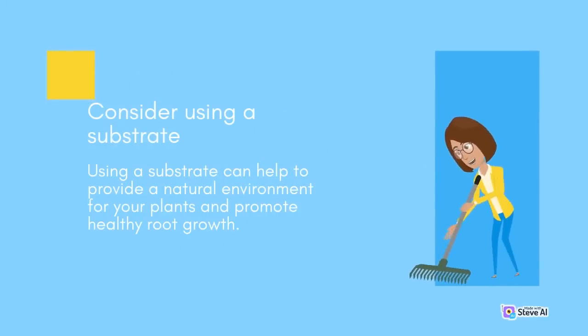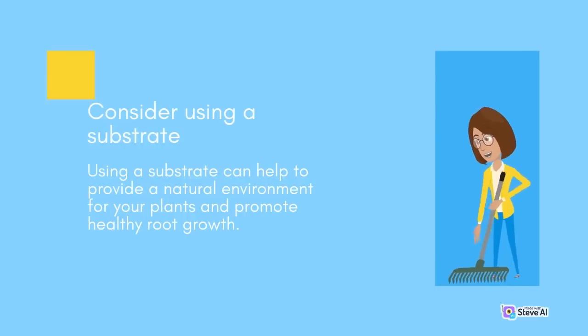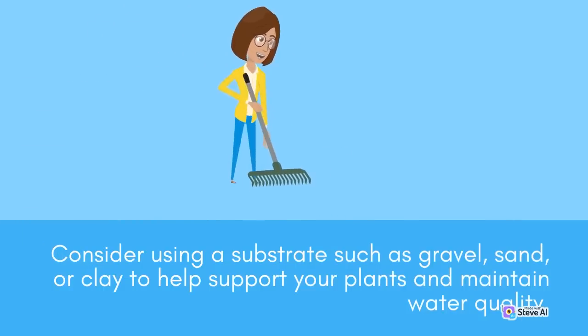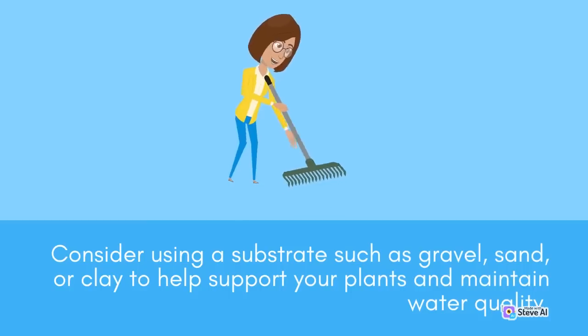Consider using a substrate. Using a substrate can help to provide a natural environment for your plants and promote healthy root growth. Consider using a substrate such as gravel, sand, or clay to help support your plants and maintain water quality.